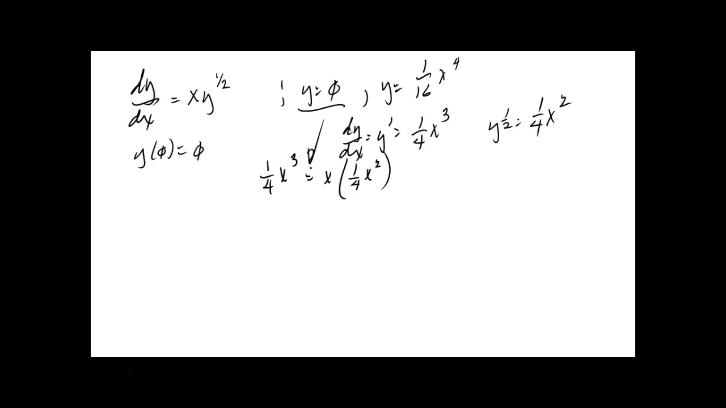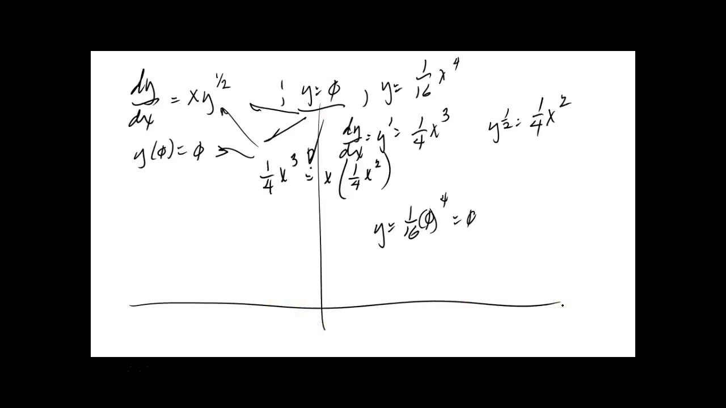Let's see if that satisfies the equation. When x equals 0, is y also equal to 0? So we plug in here, y is equal to 1/16 times 0 to the 4th. Sure, that's going to be 0. So that satisfies the differential equation and the initial condition. Okay, so that has at least two solutions, and they show the graph.